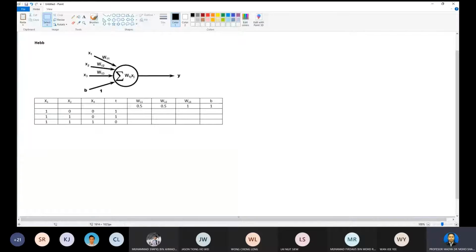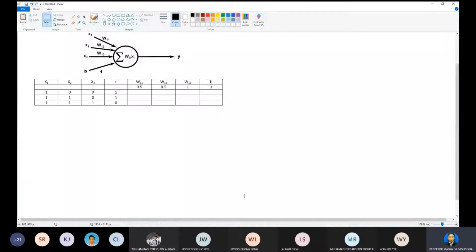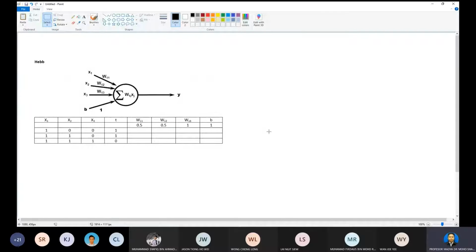So next we go for Hebb. Here are some examples for Hebb. The first step is similar to McCulloch-Pitts: first we have to calculate the net input, the S. S equals b plus the summation of Xi Wi. This is the standard way to calculate the S, the net input, but it depends on the neuron.